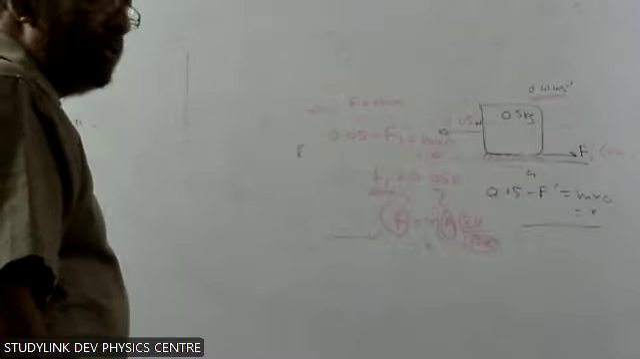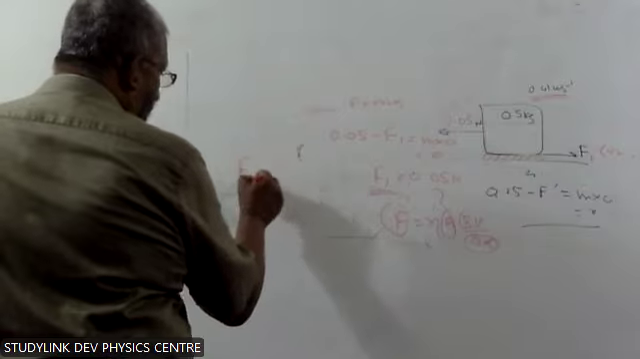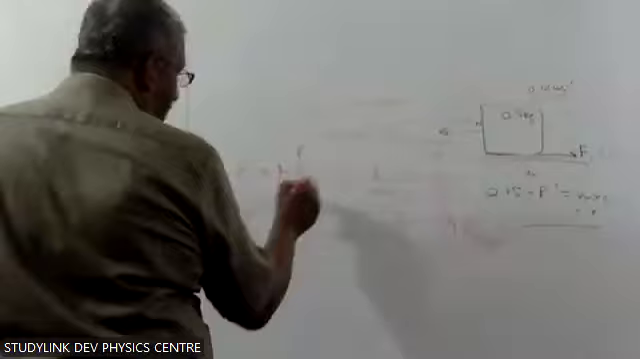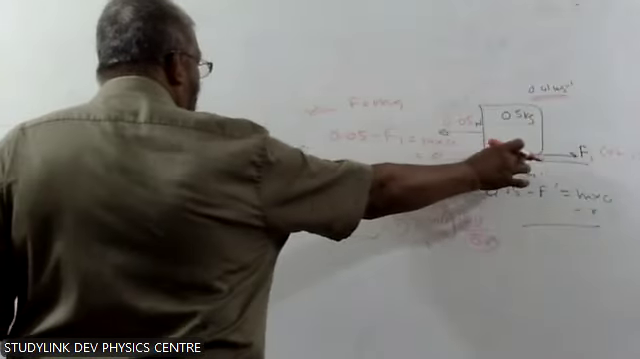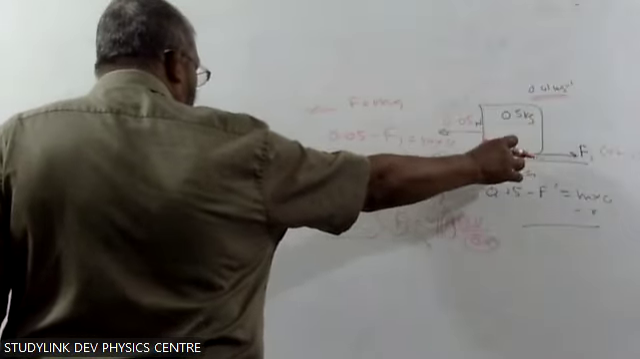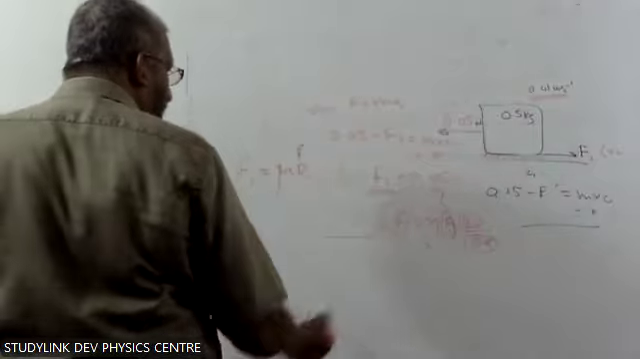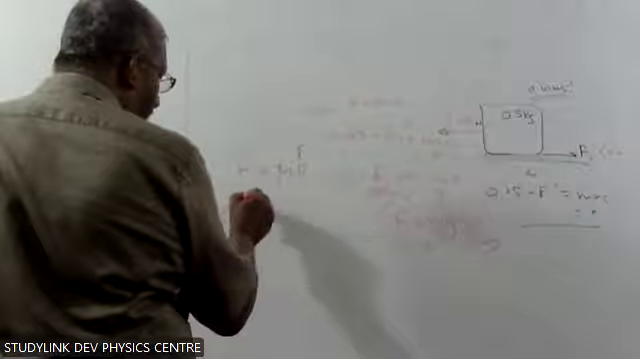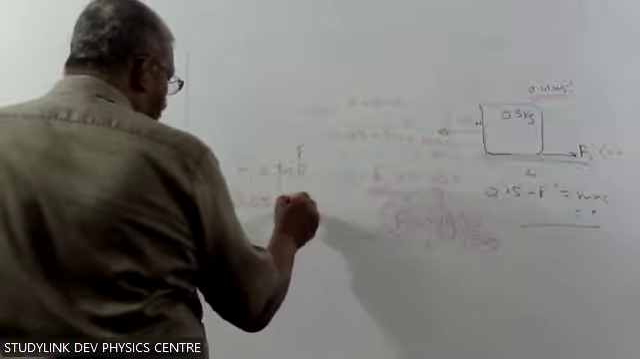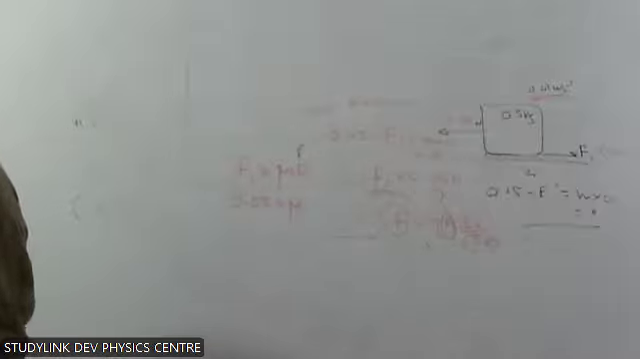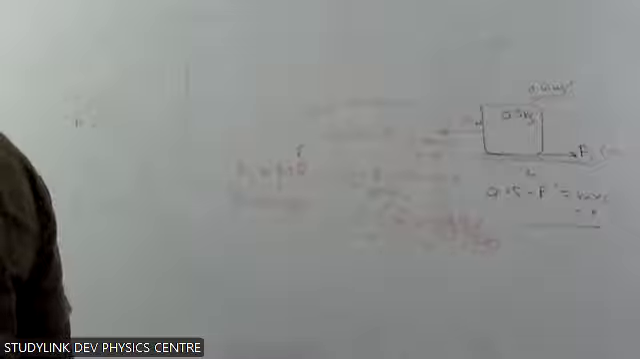F1 is 0.6. F1 is equal to mu R. We consider the average mu for this. F1 needed is 0.05 in the second situation. Mu is unknown, R is known. So therefore substitute the value of R and get it. How to get R?